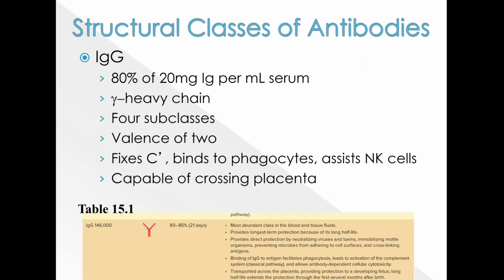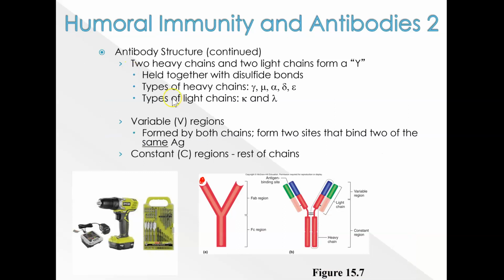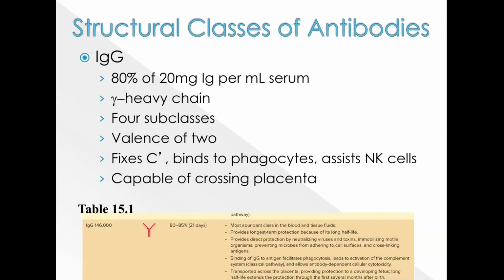So let's talk a little bit more about these different classes. Based on the heavy chain, remember there's 5 different heavy chains, G, M, A, D, and E. So let's talk about these different categories. This is going to determine the kind of antibody that we have. So there's 5 major classes based on the structure of that heavy chain.